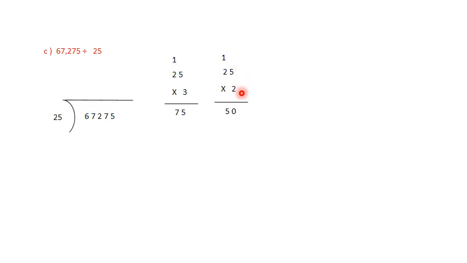So 25 2s are 50, which is smaller than 67, and 75 is greater, so we are supposed to take the small one. So we'll take 2s are 50. So 25 2s are 50. Now we'll subtract 67 minus 50.